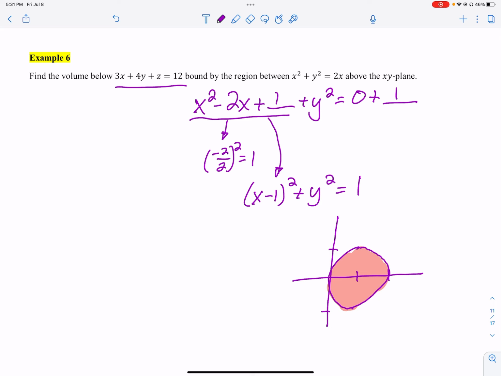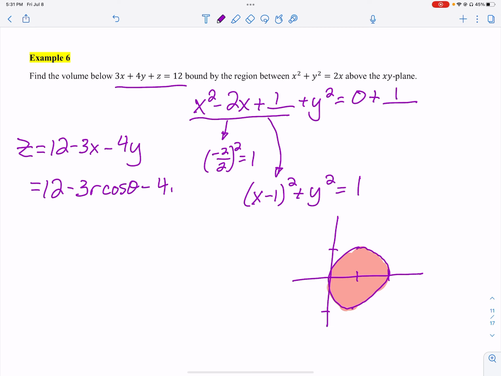So the first thing I'm going to do is we need to solve for z. We're going to need that. That's going to be 12 minus 3x minus 4y. We also are going to have to put those in terms of polar. So 12 minus 3r cosine theta minus 4r sine theta. That's z. All right, so we have that.